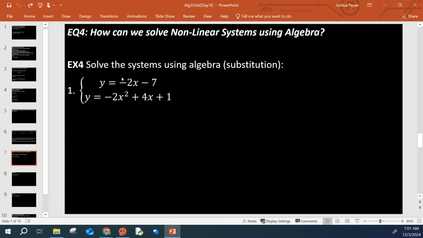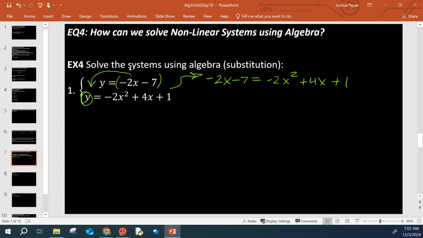So, for example, here on this first one, we see that y is equal to negative 2x minus 7. I can take this y and substitute it in for this y, which makes this a whole lot easier. So instead of y equals negative 2x squared, I'm going to have negative 2x minus 7 is equal to negative 2x squared plus 4x plus 1. From here, now it's just a quadratic. Obviously, it's not in standard form, though. We got to get it in standard form, and then we can talk about solving it.